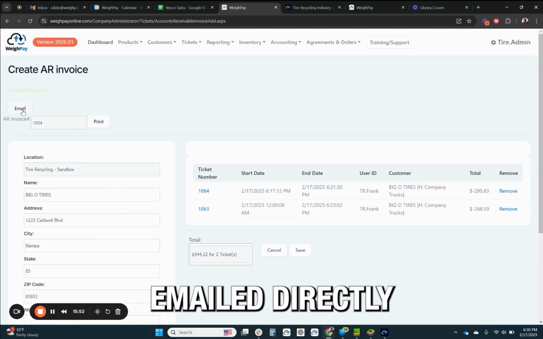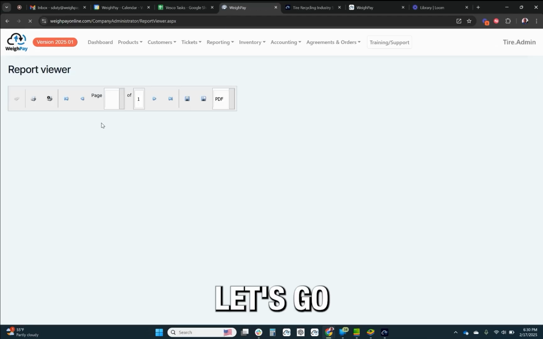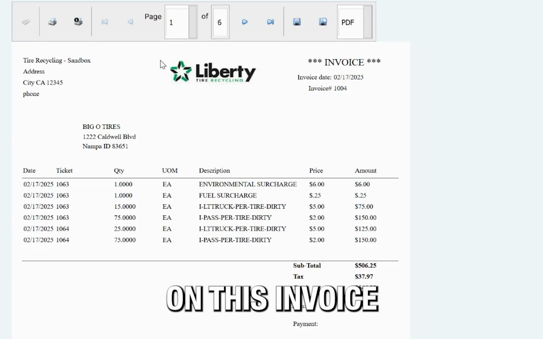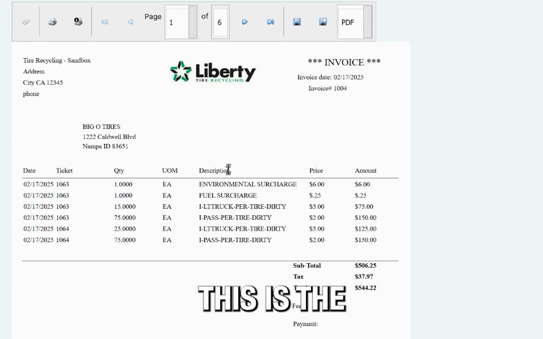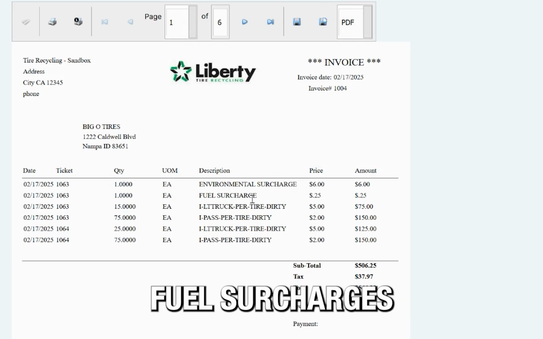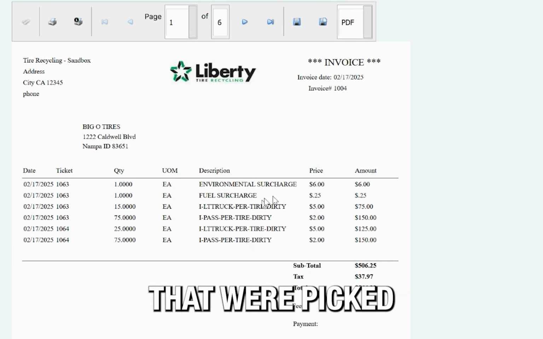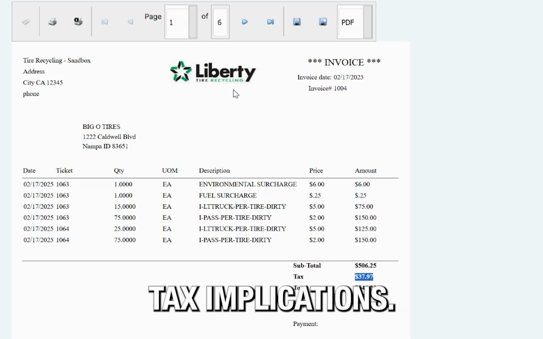Now, this can be emailed directly out of the WeighPay system, and we can print. Let's go ahead and take a look at this invoice. On this invoice, you can see this is what your customer would receive. This is the summary page showing us our environmental surcharges, fuel surcharges, and then those tires that were picked up, the fees associated, and of course, once again, if there's any tax implications.